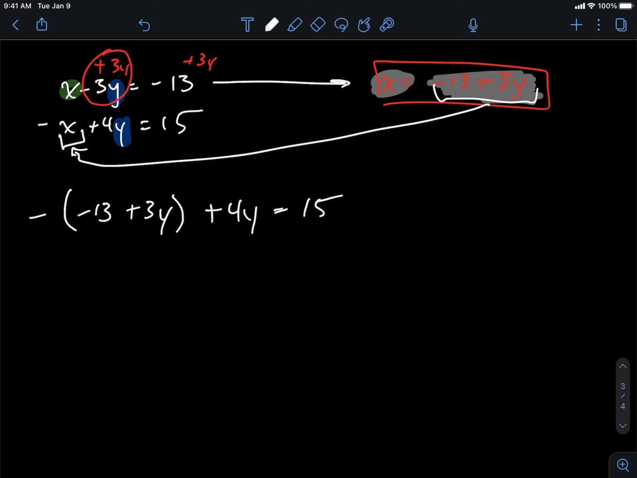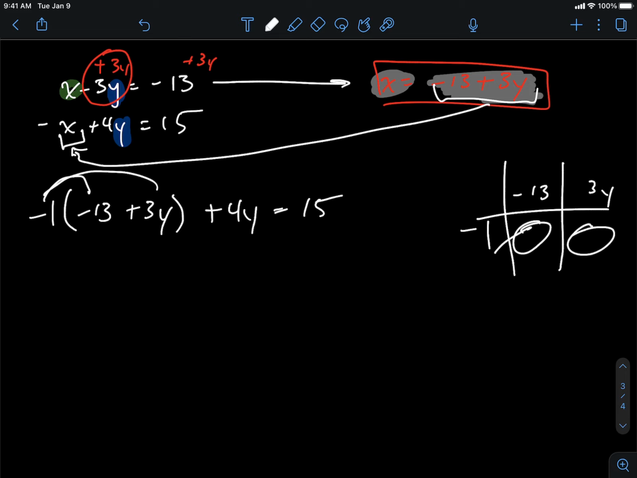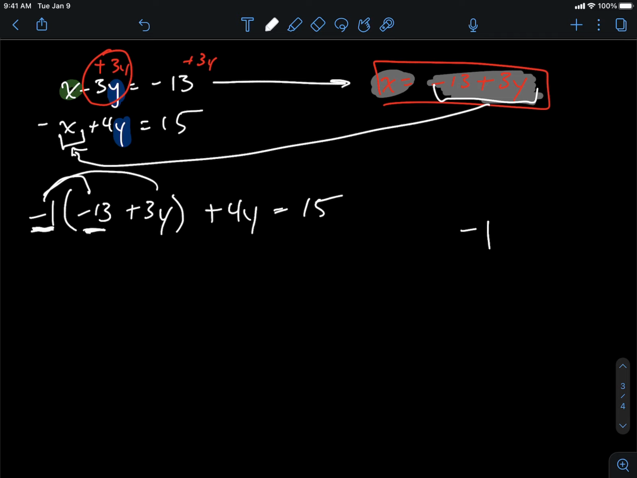Okay, and then you can say, well, there's a negative 1 out front. So we have to take this negative 1 and multiply it into the bracket, or do your table, remember? We could write negative 13 and 3y, and multiply in to fill the spaces. That's all you're going to do. Negative 1 times negative 13, that's positive 13. And then negative 1 times 3y, that's negative 3y. And then you've got plus 4y is equal to 15.